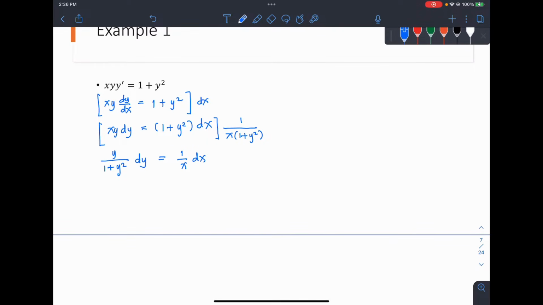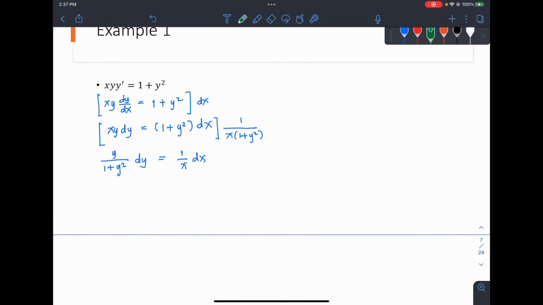So in here, this is the method for separable equations. All of the y's are at the left hand side, all of the x are at the right hand side. Next, once we have separated y from x, we do the integration. Now we can see here a rational function of y and a rational function of x.